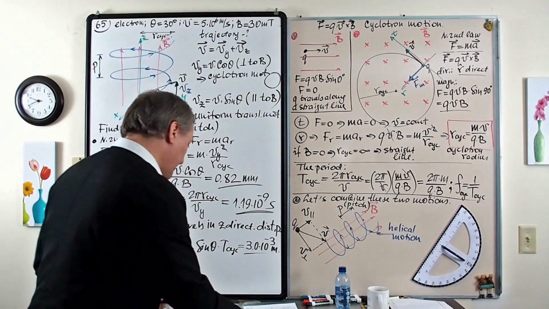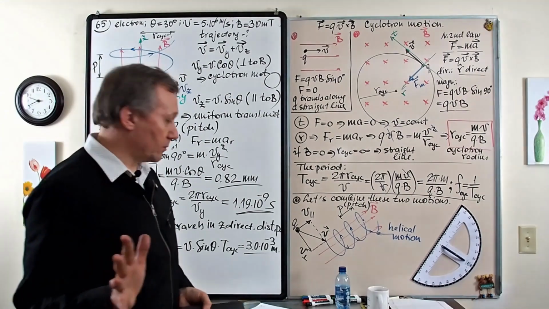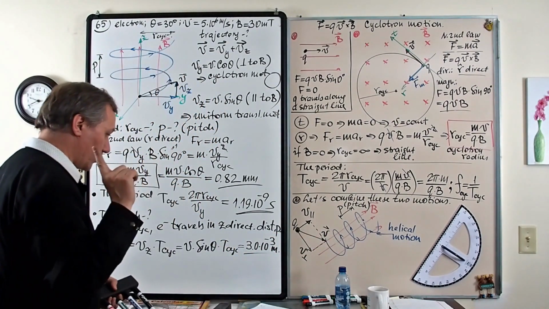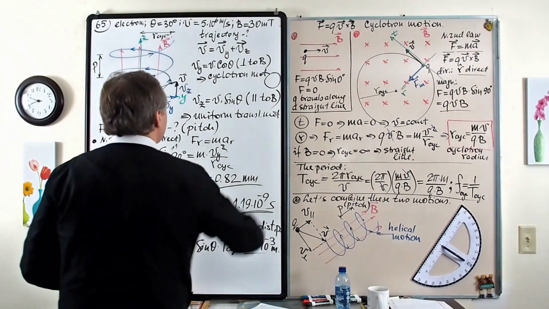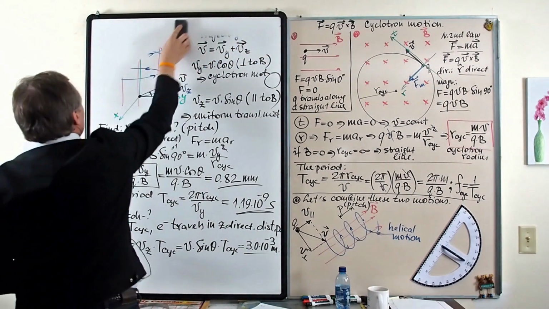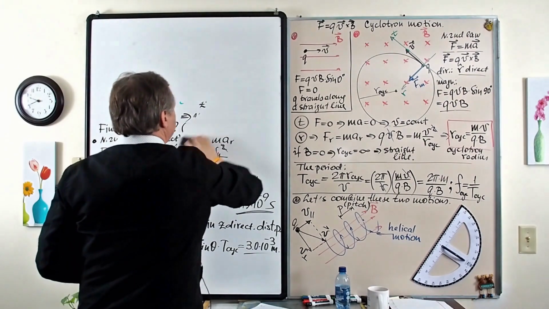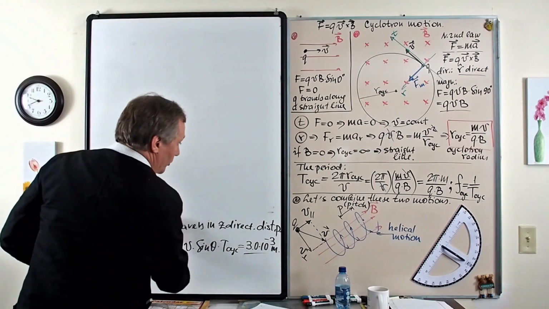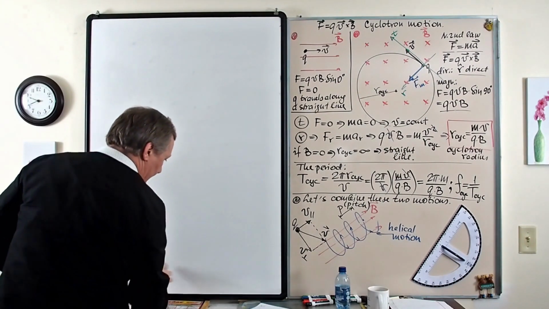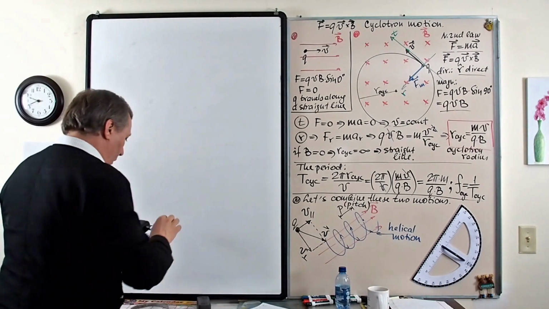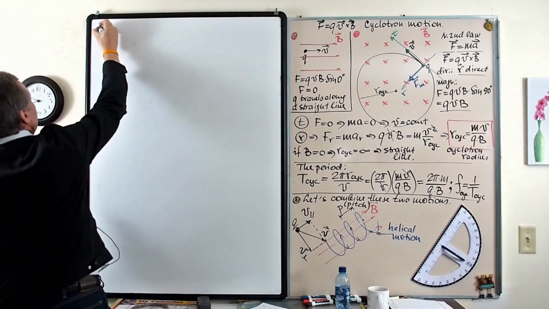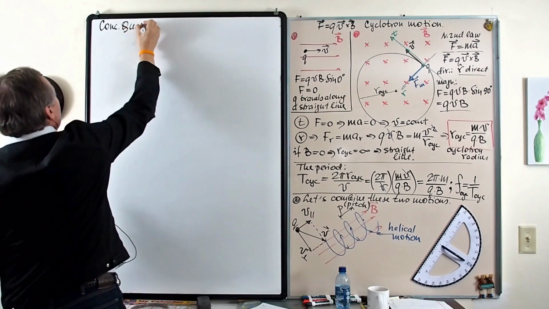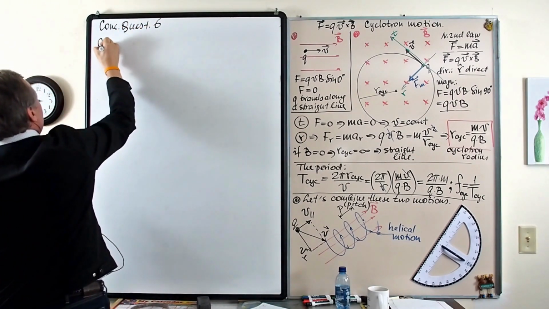So next, some easy problems. Actually, this is one question. This is conceptual question 6, and there are two parts, A and B. So let's discuss that. Let me write something like this: conceptual question 6, and first part A.